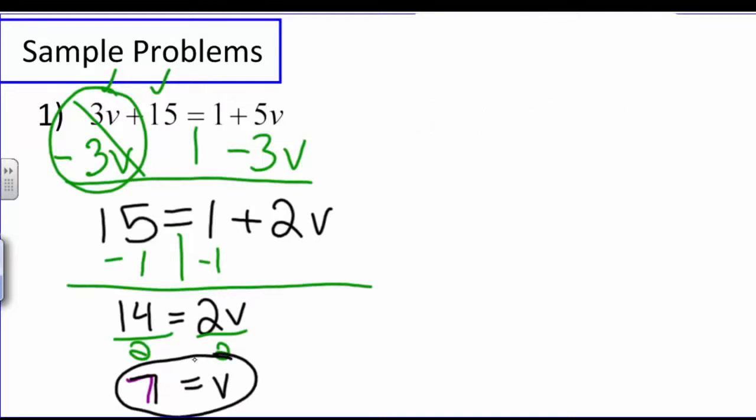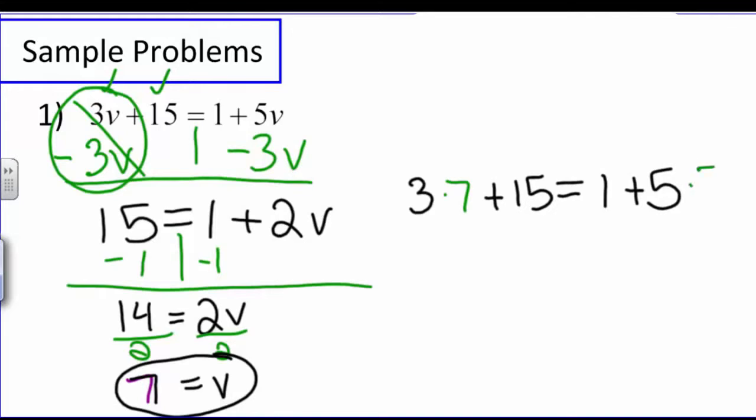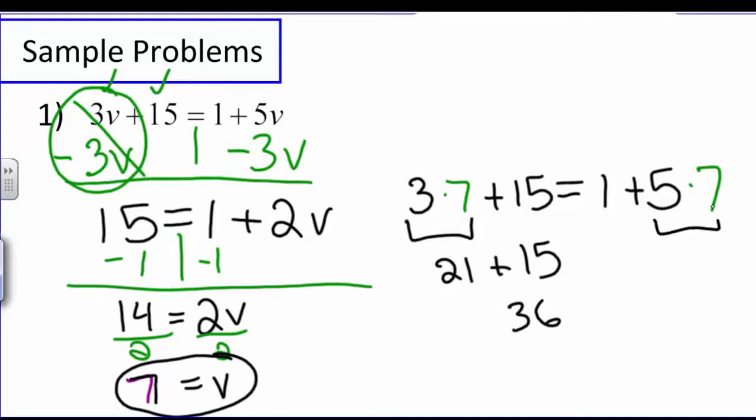In order to check my work, I just want to substitute in 7 for v. So 3 times 7 plus 15 should be equal to what I get when I do 1 plus 5 times 7. So let's go through this using the order of operations. 3 times 7 is 21, plus 15, 36. 5 times 7 is 35, plus 1, 36. These two sides are equal to each other, so I know I've solved this correctly.